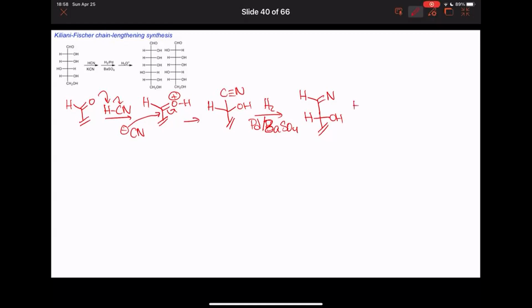And then from this step, now you're trying to get rid of that nitrogen. So we're going to do a series of protonations and attacks to get rid of it. So we'll start by protonating. Water will come in to attack.